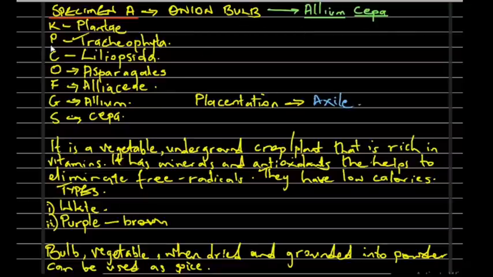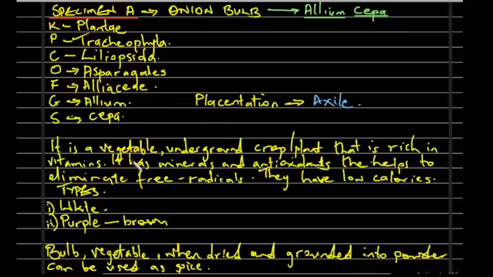We can see the classification of this particular specimen here. For the kingdom, it is Plantae. We have it belonging to the Plantae, and the phylum is Tracheophyta. It is a Tracheophyte, so it belongs to the Tracheophyta. And then the class, it is called the Liliopsida. The order, it is Asparagales. And then the family, it is the Alliaceae. The genus is Allium, and then the species is cepa.